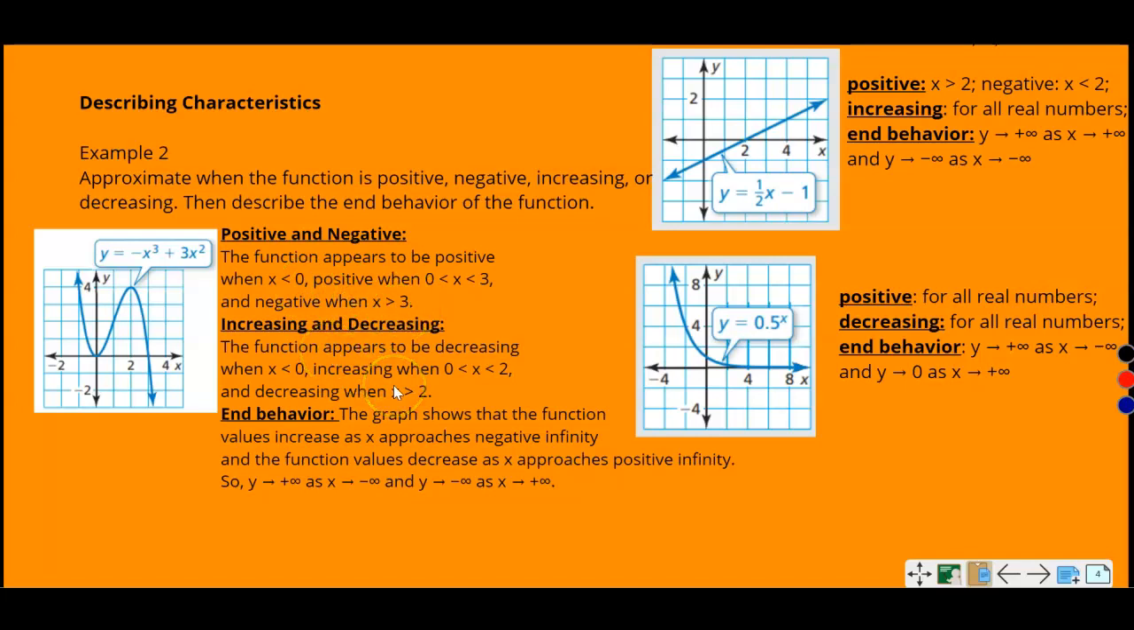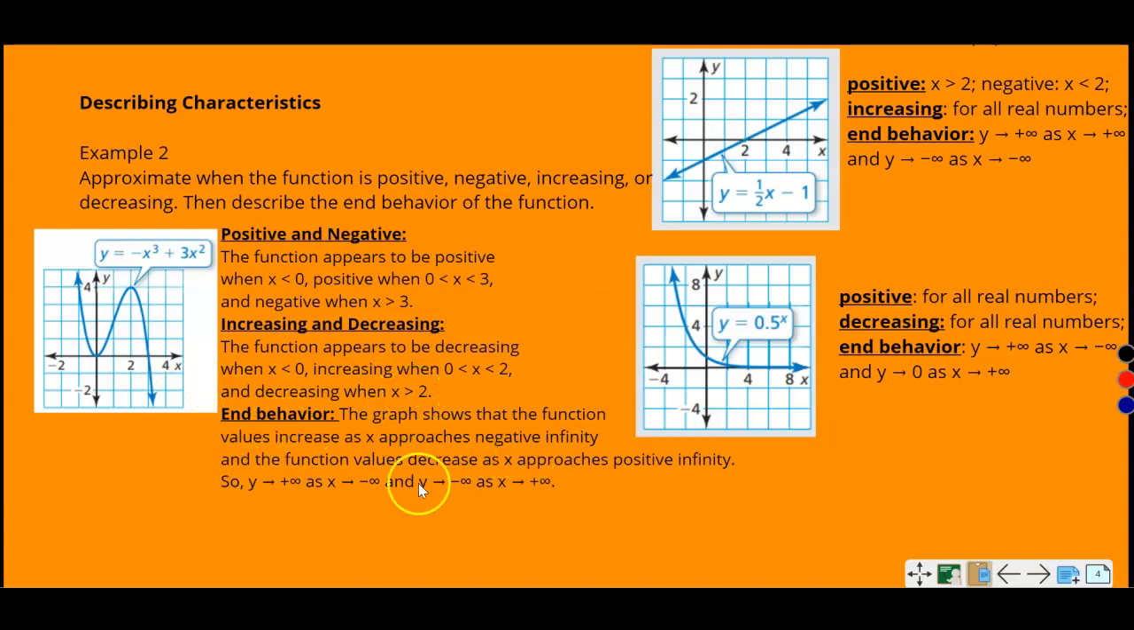Increasing and decreasing, same kind of thing. The function appears to be decreasing, it is going downhill. It is decreasing from negative infinity to 0, which is also written as x less than 0, and it's increasing from 0 to 2, and then decreasing again for all x greater than 2.